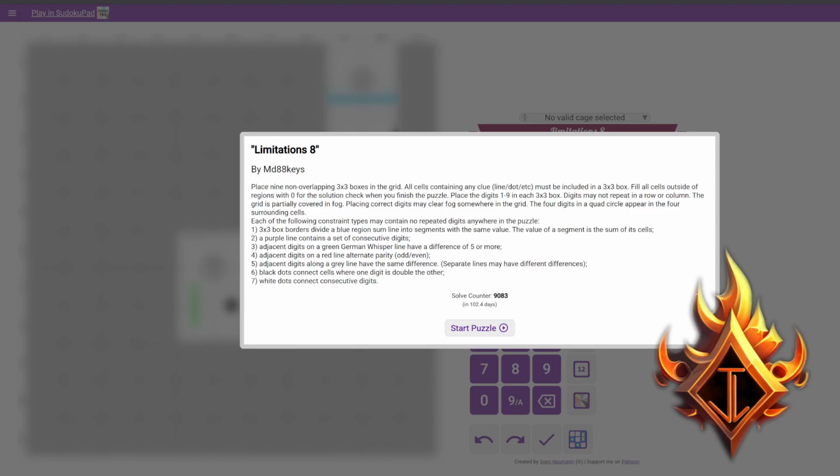Hey everybody, Joe here. Gonna check out a puzzle today by Md88keys that I've been working on the last few days, and it is called Limitations 8.